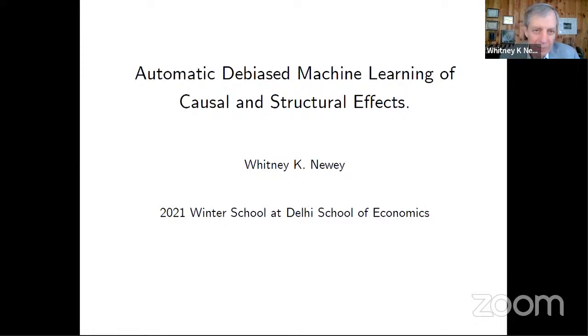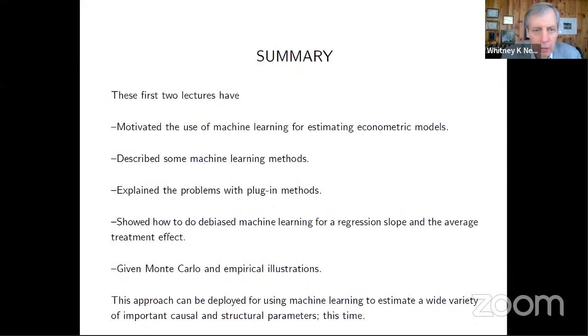Thank you. Okay, so this is the third meeting, and this one is called Automatic Debiased Machine Learning of Causal and Structural Effects. Just to pick up where we left off, the first two lectures motivated the use of machine learning for estimating econometric models. We described some machine learning methods and explained the problems with just plugging a machine learner into some formula of interest. And then we showed how to do debiased machine learning for a regression slope and the average treatment effect, and gave Monte Carlo and empirical applications.